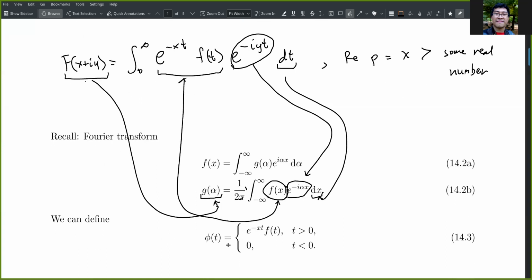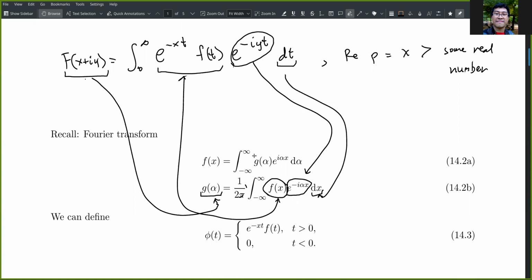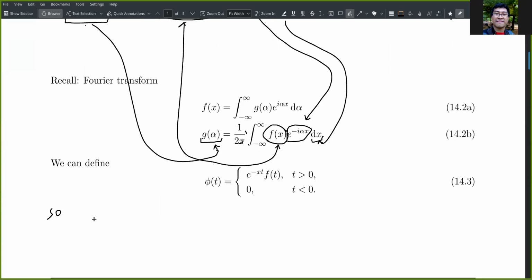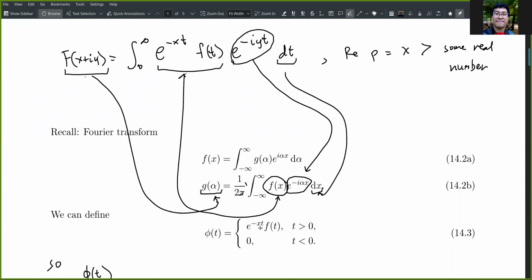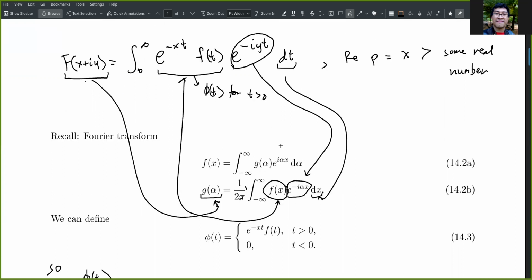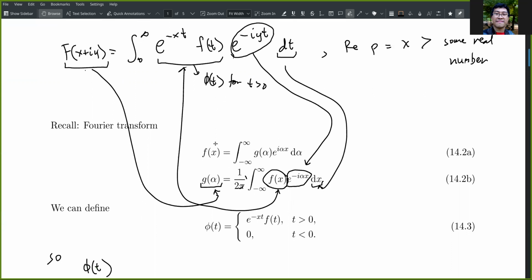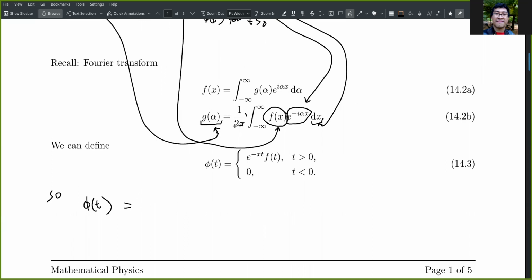So if we define phi(t) as e to the minus xt times f(t) if t is greater than 0, and 0 if t is less than 0, then we have phi(t), which is our f(x) here. So this here is our phi(t) for t greater than 0. That would then be equal to this f(x) here. Since we don't have that normalization constant, 1 over 2 pi, we can put that here also. So 1 over 2 pi integral from minus infinity to positive infinity. G would be our F of x plus iy.